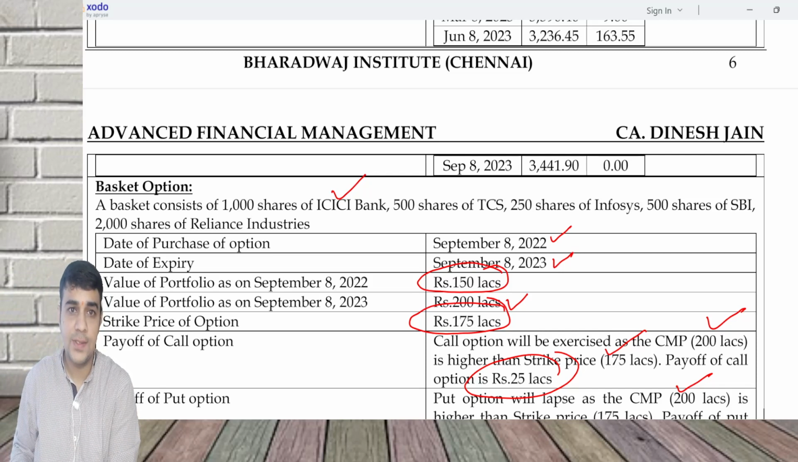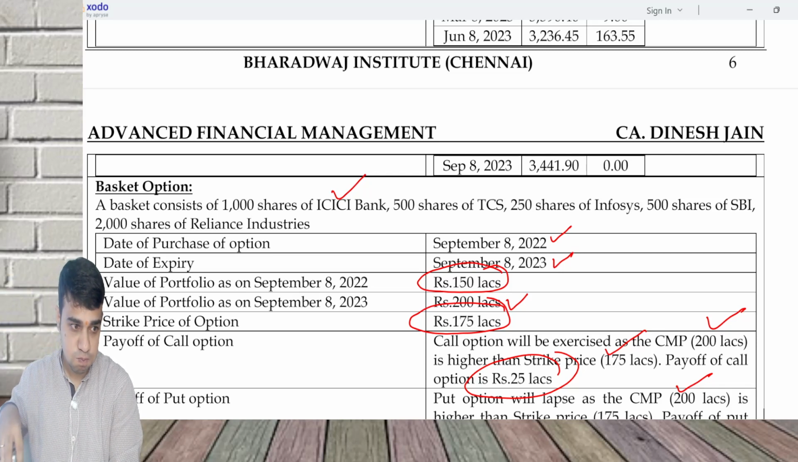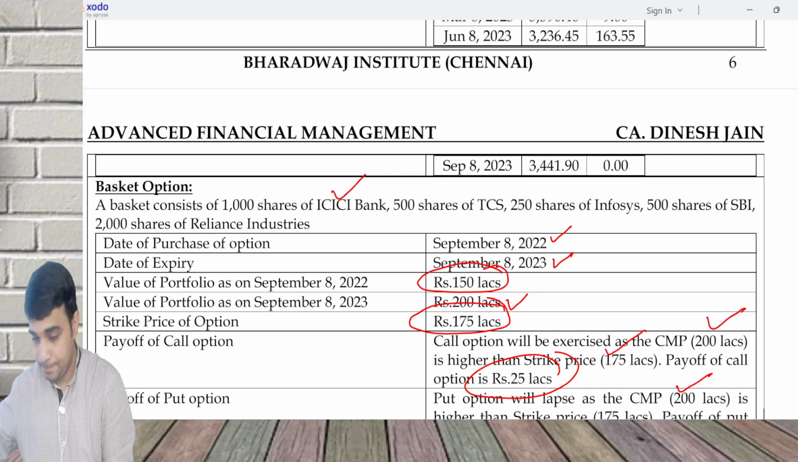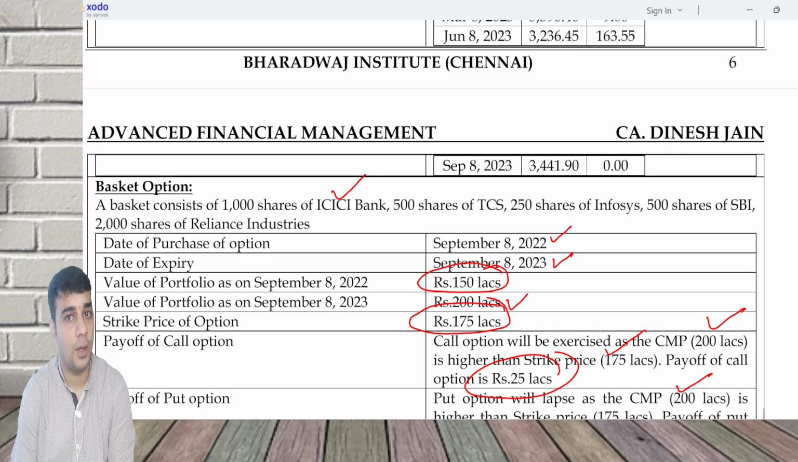See with the example, you will understand it better. Don't ask me anything on the premium part, because that is valuation of an option, which is kind of not there. You see the different types, are you understanding it or not? That's why examples are there.